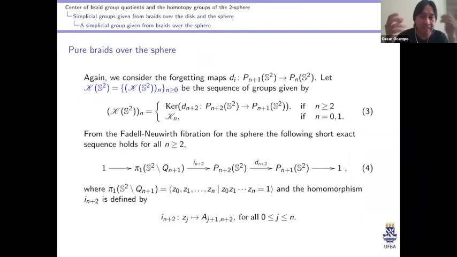It's a very similar procedure to the last one about the disk. Well, we also have a Fadell-Neuwirth fibration, but this time it works for n greater than or equal to 2. We collect the kernels of these forgetting homomorphisms, and we complete in the first steps. We need to complete for some technical reason. It's just to give the complete collection of free groups of every rank that we need.